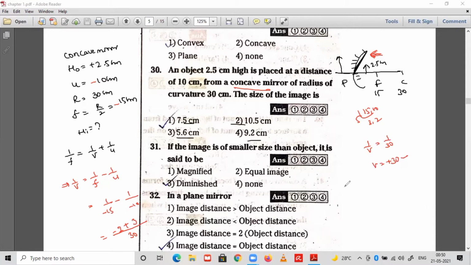Now what is he asking? The height of the image by the height of the object is equal to magnification, which is equal to minus V by U. The hi value we don't know, we need to calculate, divided by ho. The value of ho given in the question is plus 2.5, and minus of V value, which is 30, divided by the U value, which is minus 10. So minus minus will get cancelled, zero will get cancelled. hi is equal to 3 into 2.5, which is 7.5 centimeters, the height of the image. Option 1 is the correct one.